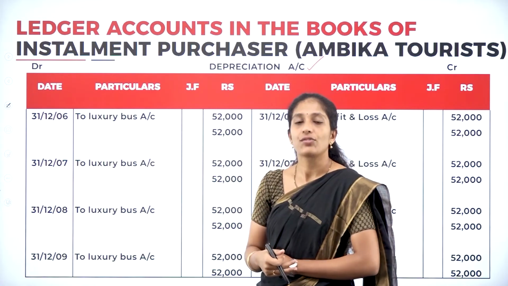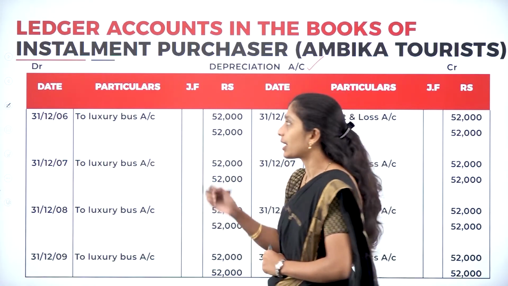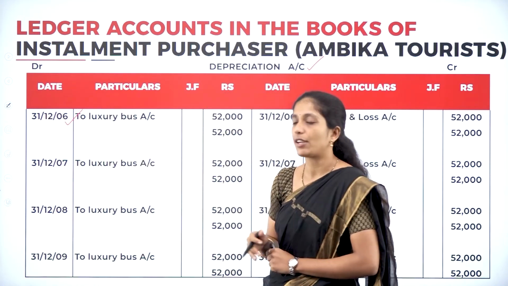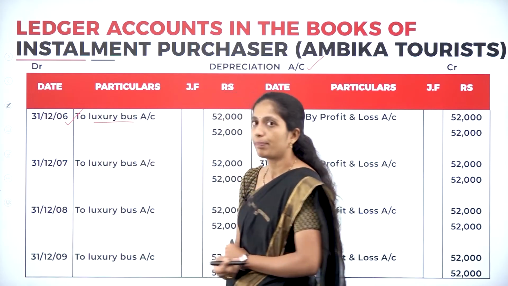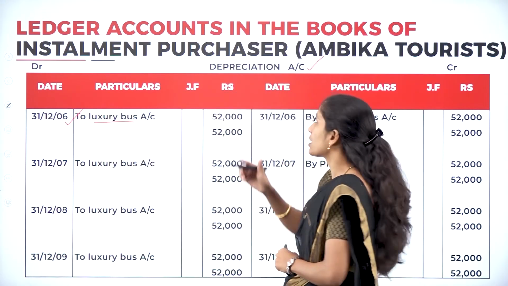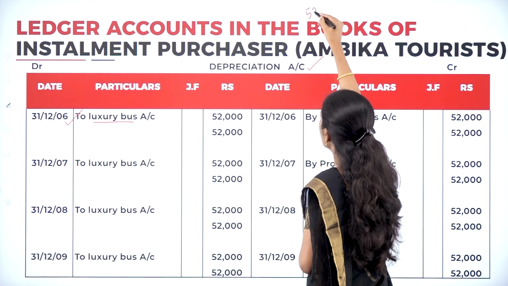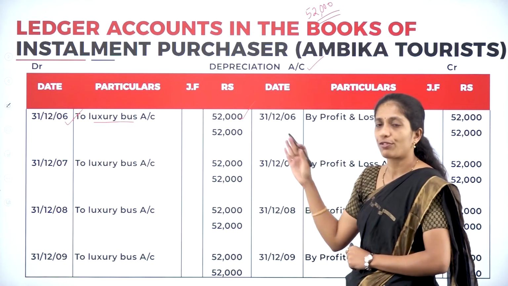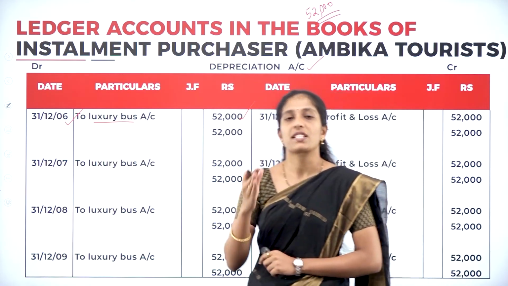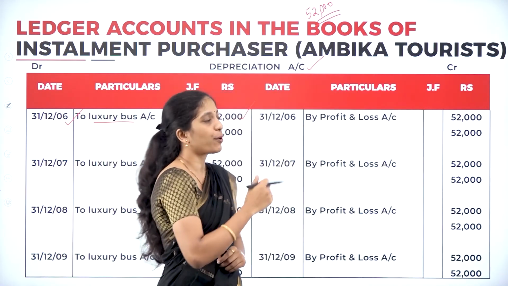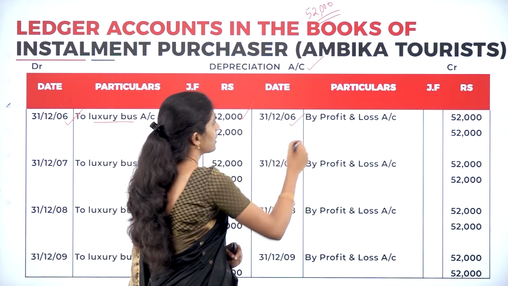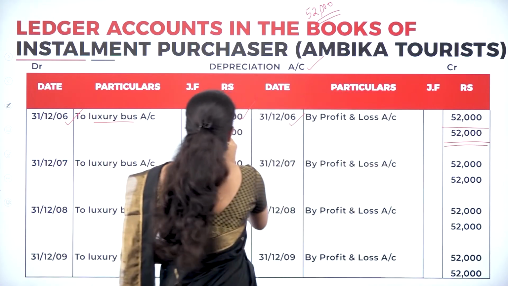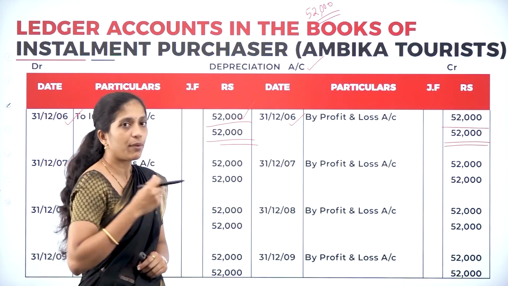Now first we shall charge the depreciation. Depreciation account to asset account, that is 31/12/06, end of the financial year. The asset is luxury bus. As I told, depreciation remains the same for all the years, that is 52,000. So write this depreciation 52,000. Now transfer that depreciation to profit and loss account. By profit and loss account, 31/12/06, 52,000. Now here both sides will tally. In the same way, come to the next year.